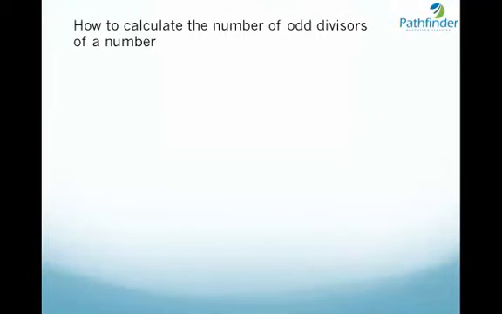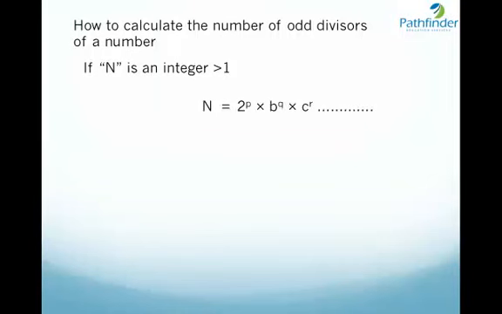Next, how to calculate the number of odd divisors of a number? If n is an integer, again, the prime factors of the number can be written as n is equal to 2 to the power p into b to the power q into c to the power r. And you would appreciate that if n is an even number, we will have some value for p. And if n is an odd number, then p should assume the value 0, because there will be no even prime factor in the expansion of an odd number.